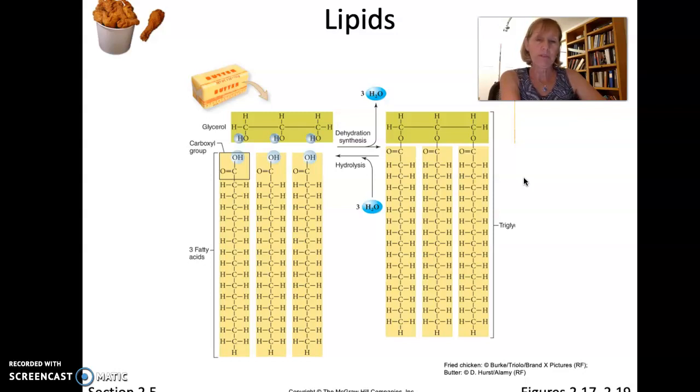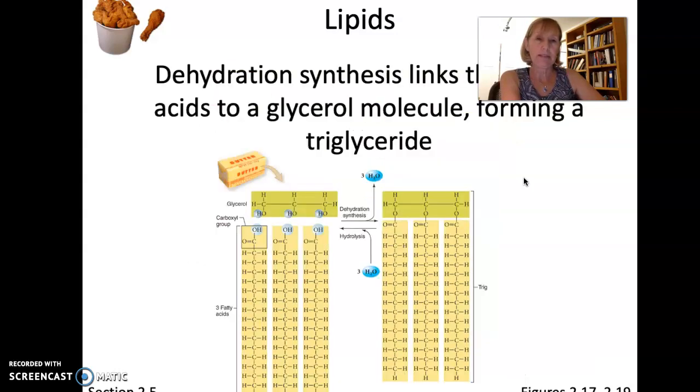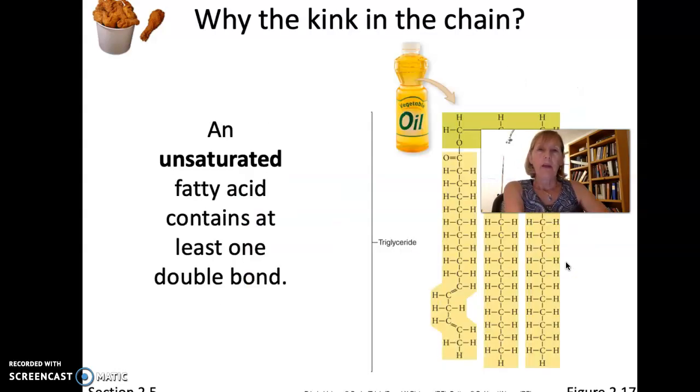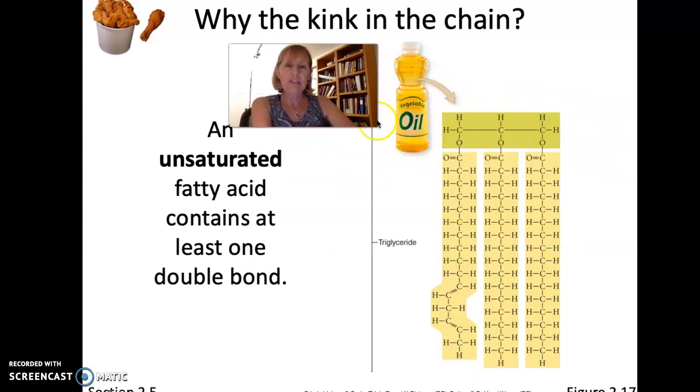Let's look at more pictures of these and what they look like. As a definition here, so that you have it written down, dehydration synthesis links 3 fatty acids to a glycerol molecule, forming the triglyceride. Sometimes what you can see is a kink in the chain. So look, very straight here, carbon-carbon, full of hydrogen. Carbon-carbon-carbon-carbon, full of hydrogen. What's happening here is that it's saturated.